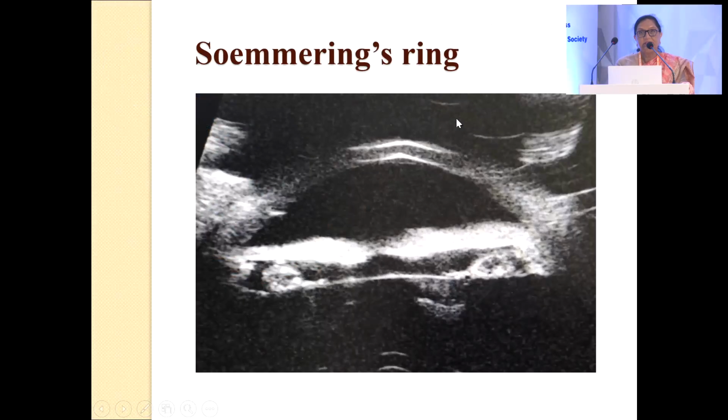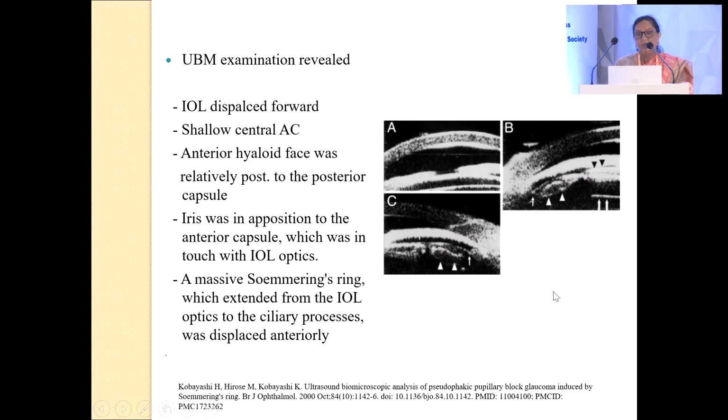The Soemmering's ring also causes raised intraocular pressure. You can see the Soemmering's ring pushes the iris and ciliary processes forward and causes synechia formation. This is a massive Soemmering's ring extending from the IOL optics to the ciliary processes. The ciliary processes were displaced anteriorly, and there is a closure of the angle of the anterior chamber.